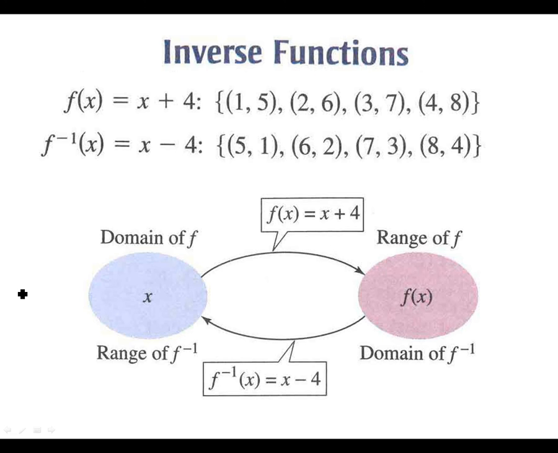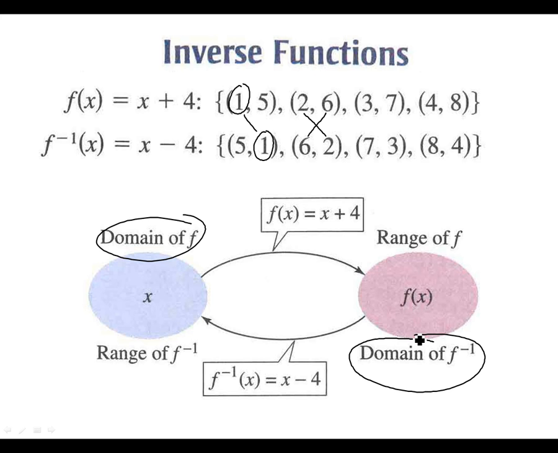You'll notice here that we have 1, 5, and then we have 5, 1. They're switching. 2, 6, and 6, 2, right? They're switching. So the domain of f becomes the range, right? The range and the domain switch. And this is our notation here. F negative 1, right? We don't say f negative 1. We're going to say the inverse of f. F negative 1 means the inverse of f. All right, so to find an inverse function, we flip the x's and the y's around.